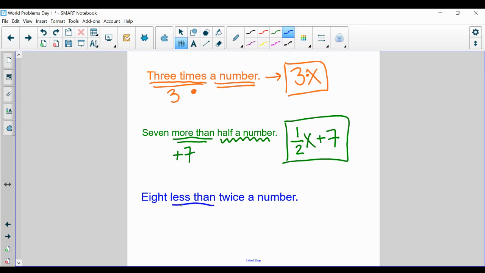And lastly, less than here implies subtraction. We are, in fact, subtracting 8 from twice of a number. Twice implies times 2. And again, my unknown number can be indicated with x. So I'm going to say 2x because I'm saying twice of a number. And then 8 less than that means I'm going to subtract 8 from the end.